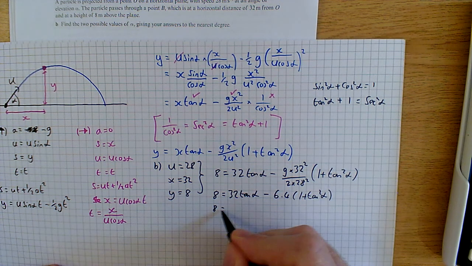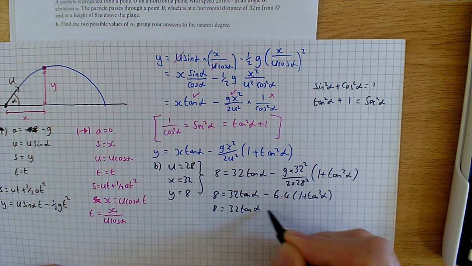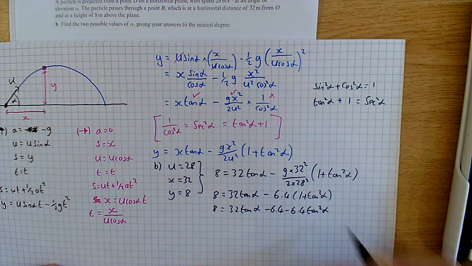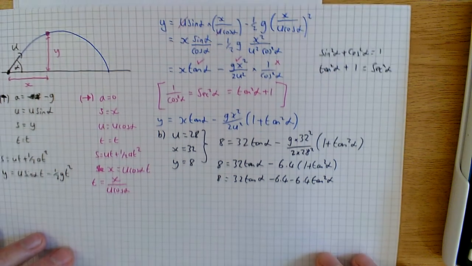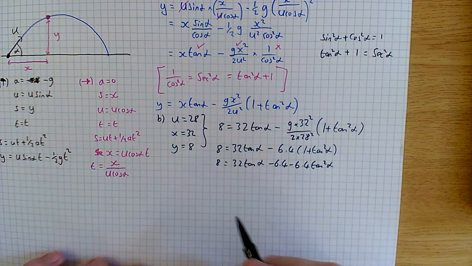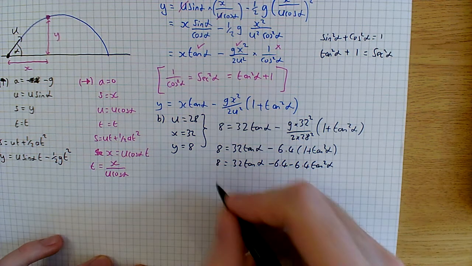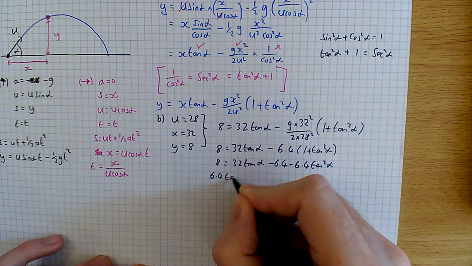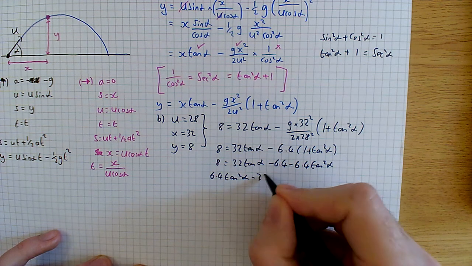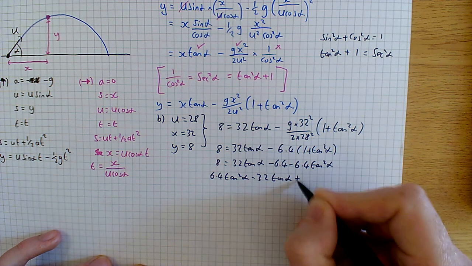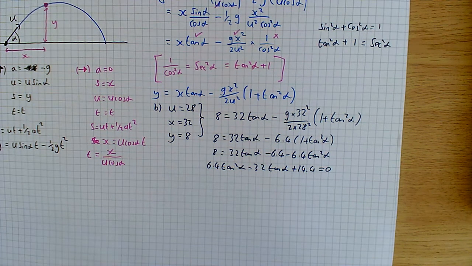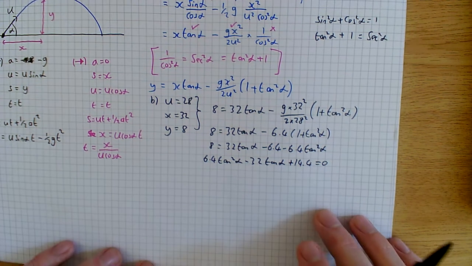So then I'm going to expand that bracket, being careful that the negative applies to both parts. Hopefully what you can see is you've got a quadratic, and your quadratic is in terms of tan alpha. So I'm going to put them all on the same side and collect up like terms: 6.4 tan squared alpha minus 32 tan alpha plus 14.4 equals 0. So it's a quadratic, but the quadratic is in terms of tan alpha.